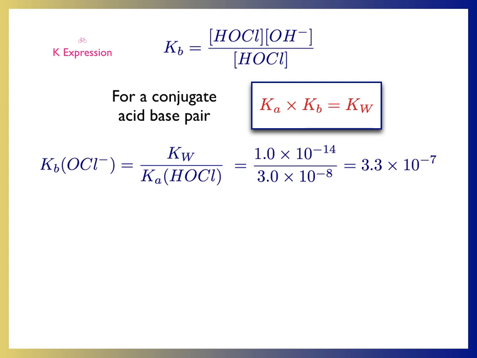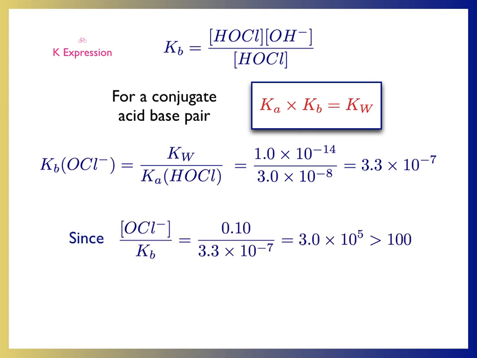Another thing we can do is check to see if we can use an approximation. To do that, we need to take the ratio between the initial hypochlorite ion concentration and Kb for hypochlorite. This ratio turns out to be 3.0 times 10 to the 5th, which is much larger than 100. This means when doing our calculation, we can approximate that 0.1 molar minus x is about equal to 0.1 molar, since x will be much smaller than the initial concentration of hypochlorite.